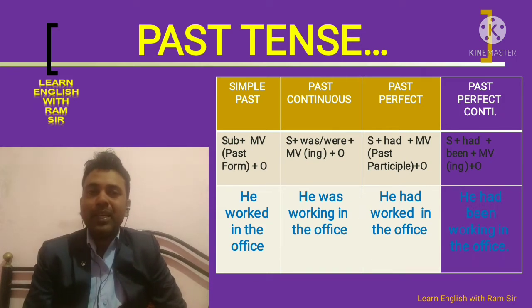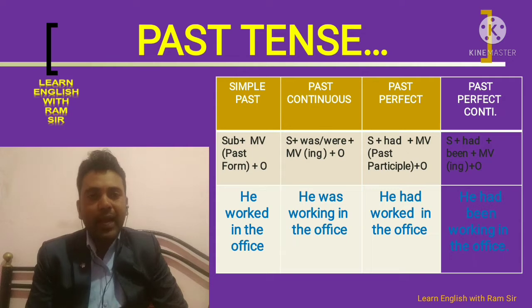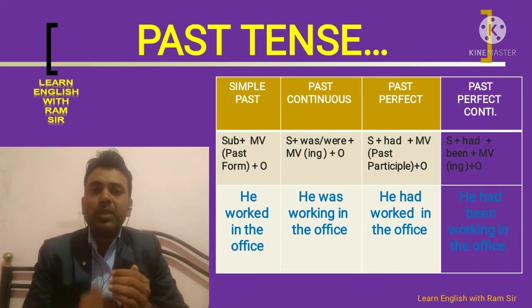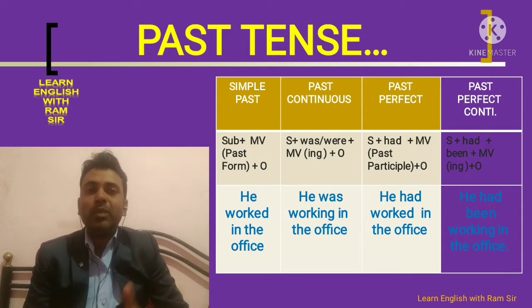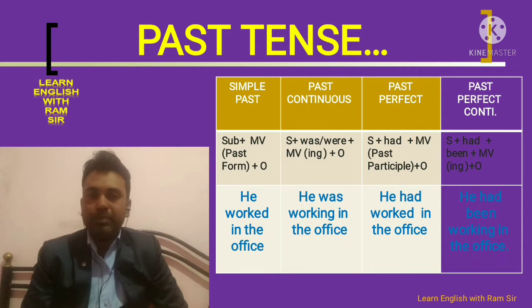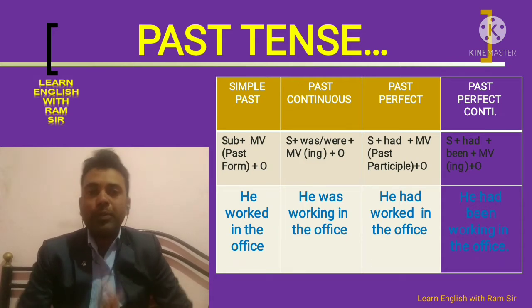So here we will see how to use the structure of the past perfect continuous tense. Definitely, here we have had, so we need subject plus had plus been, and after that we have to use the verb and add ing to the verb, and then after that we need to put the remaining part of the statement, that is the object. So it's a very simple kind of structure.